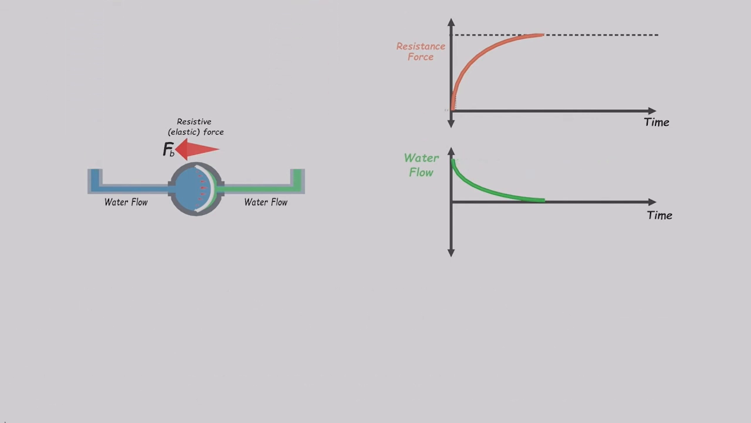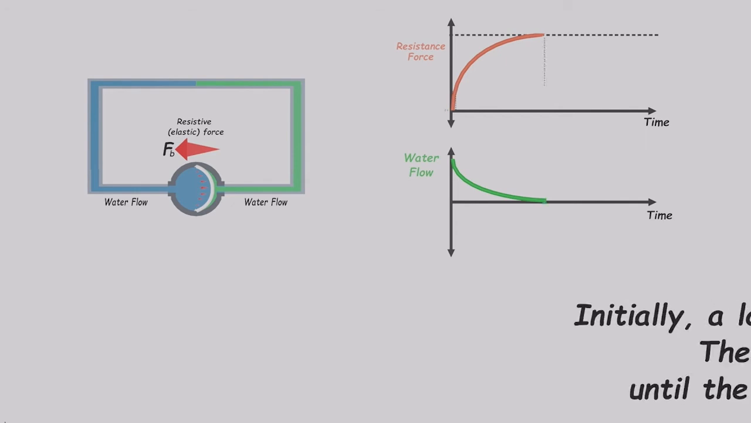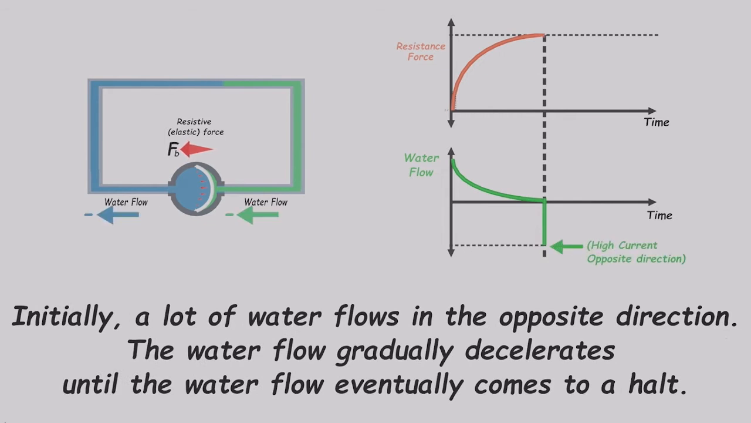If we remove the pistons and connect the two ends of the chamber, the membrane can move the water in the opposite direction and return to its initial state. Initially, a significant amount of water flows in the opposite direction.